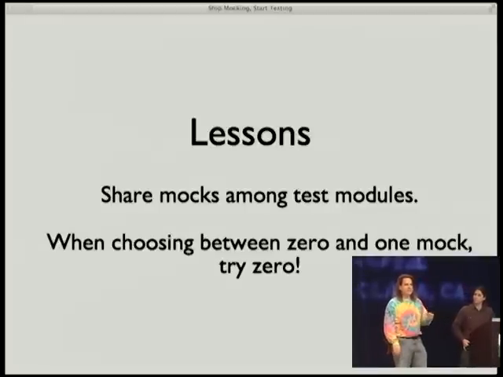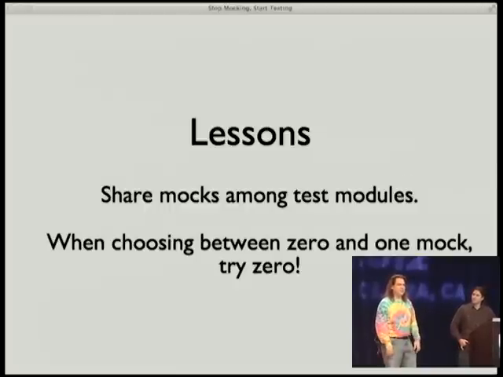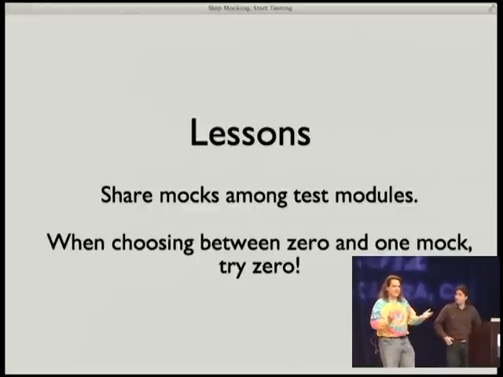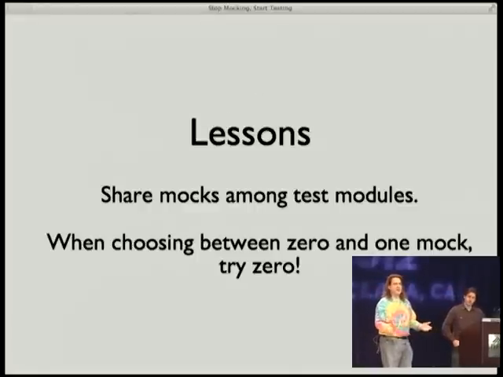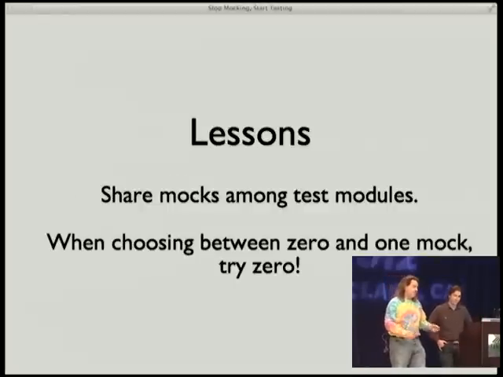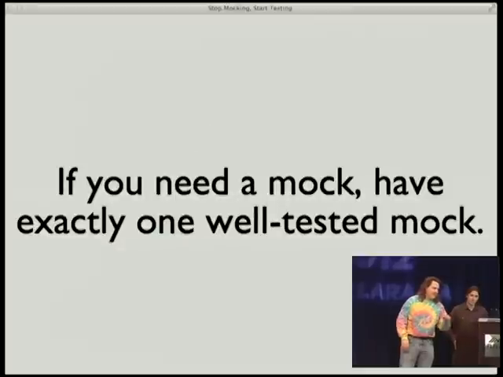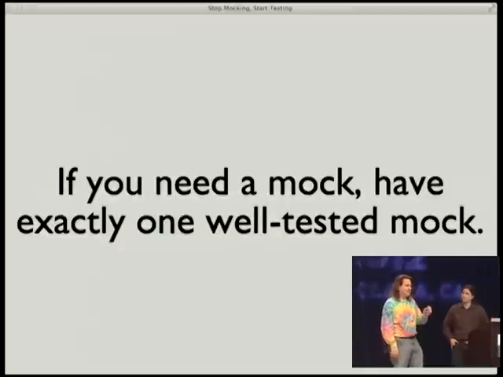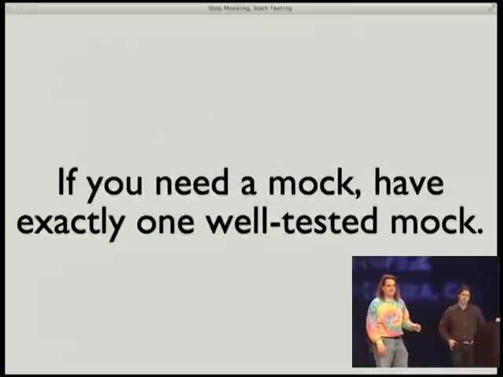You don't even necessarily have to mock every interface that's used. We believe that if an object type is very cheap, if it's just a stack allocation, a few storage elements, it's not anything expensive, a data container that doesn't have any behavior, you shouldn't be mocking it at all. You should never mock a tuple, and we've seen this. And if you need a mock, you should have exactly one well-tested mock.